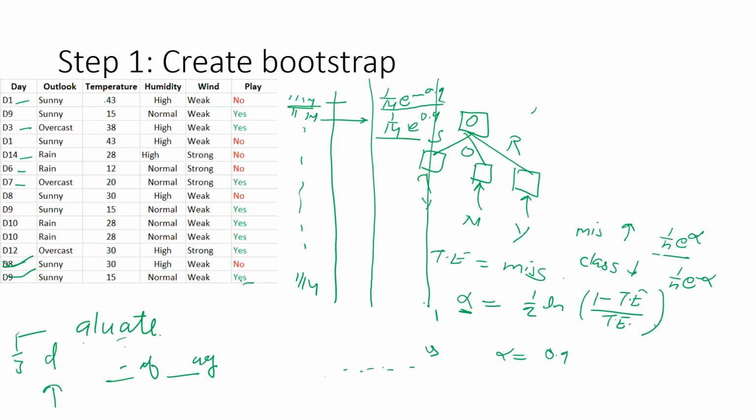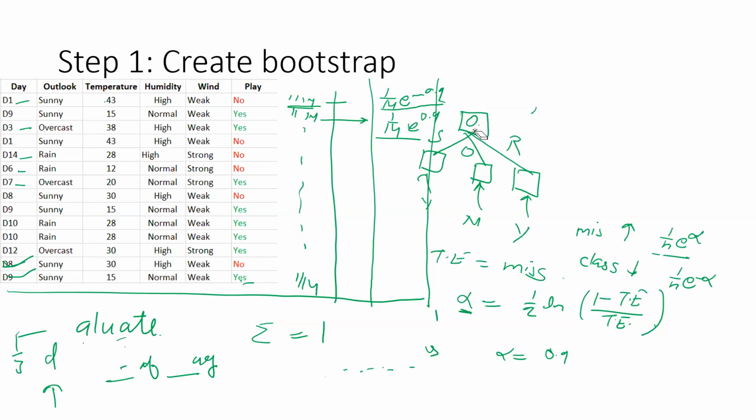Similarly, I will find this for all such examples, and then normalize. Normalizing means I will make the sum of all such sample weights equal to 1. How will I do that? I will just sum over these and divide every value by that sum. Now assume you have different sample weights.